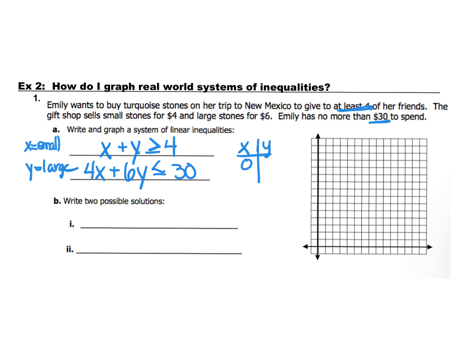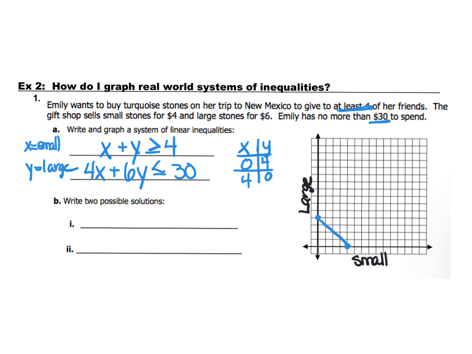We'll just do this with the intercepts. So I'm going to have 0, and then I'll have 4. I'll plug in 0 for the y, and I'll have 4. Now let's plot. This is going to be our small stones, and this is our large stones. Then we have 4, 0, so walk to the 4, go up 0, and then walk 0 and up 4, and because it's greater than or equal to, it's going to be a solid line.